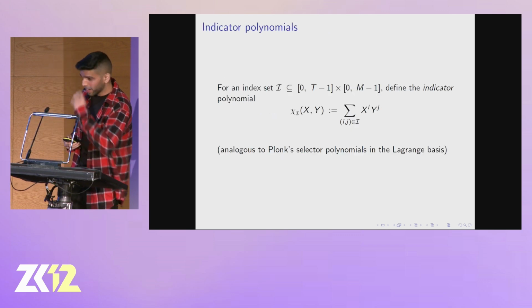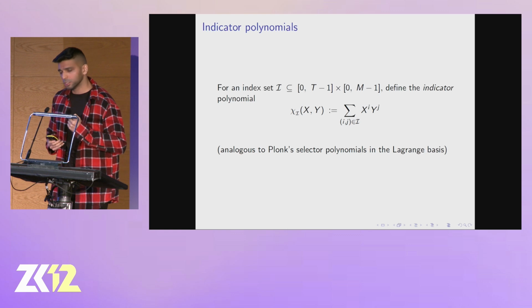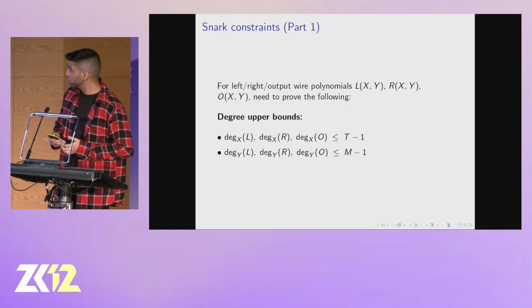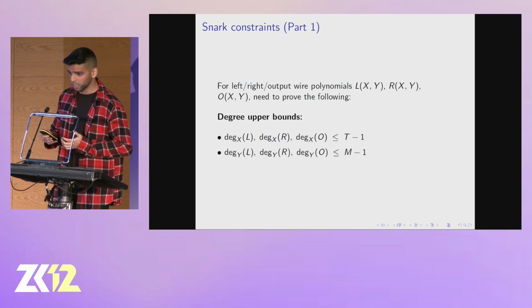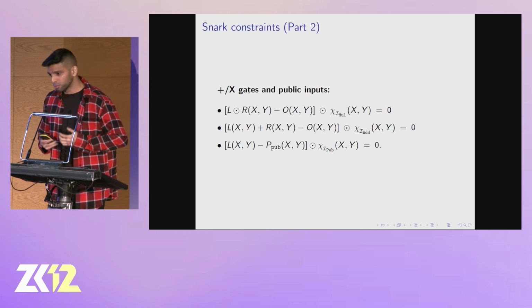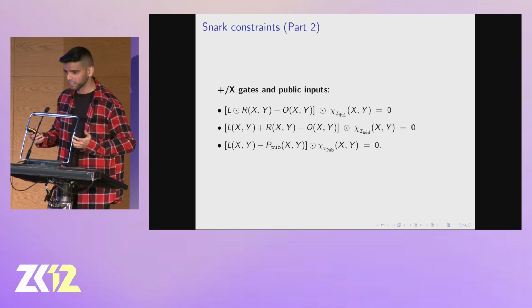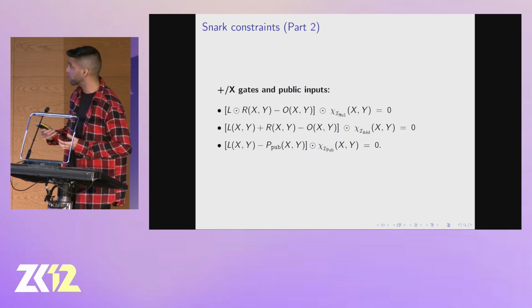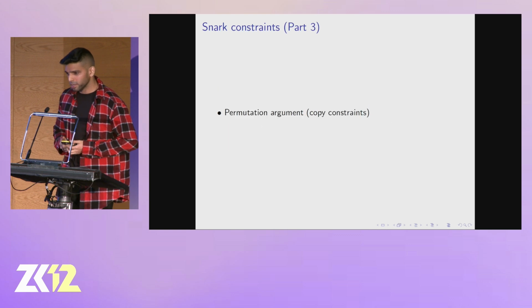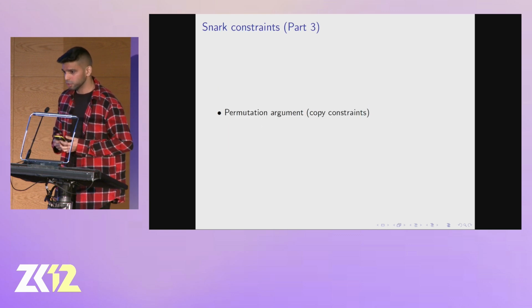Okay, so I'm going to quickly go over how the Snark constraints are going to work. So let's define something analogous to Plonk's selector polynomials so you can turn the different types of gates on and off. So the first thing you need to prove is the appropriate degree upper bounds for these wire polynomials. The second thing you need to do is prove that the addition and multiplication gates work the way they're supposed to, which, as I said before, is largely expressed through the Hadamard products. And the third thing, last but not the least, is you need a permutation argument for the copy constraints.